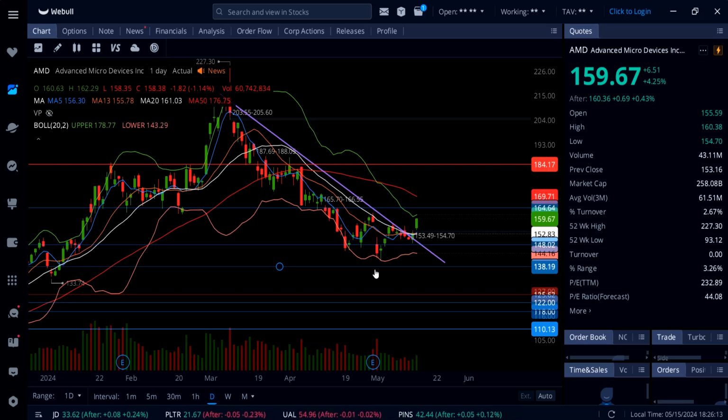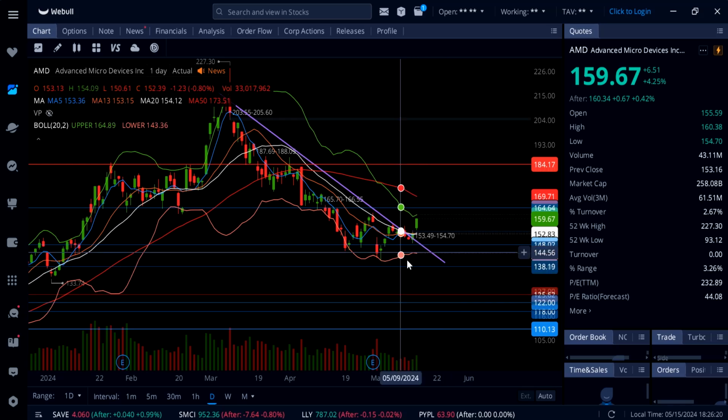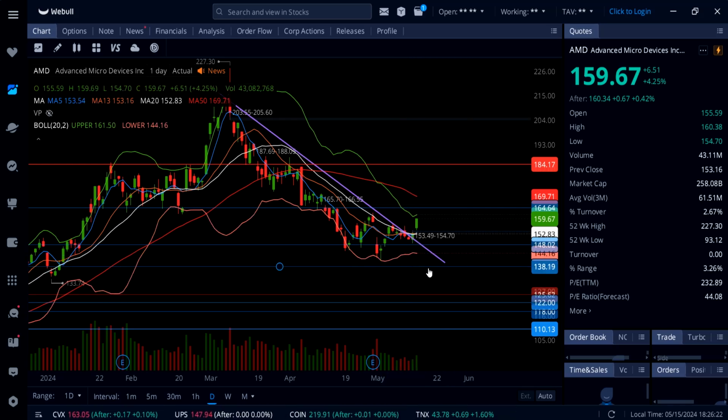Pretty much playing like earnings, right? So I did not play this, but look at the pump now. Buying at 150 and not able to hold it because of CPI, and now trading at 160. So that is just insane.